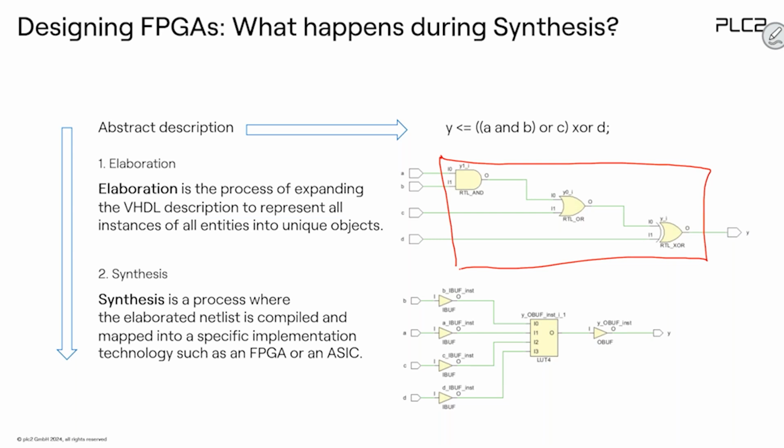You just describe a Boolean function, or a Boolean equation, for the output Y based on inputs A, B, C, and D. For example, something like this: Y is assigned. This symbol means "assigned to." So Y is assigned to what? Now A and B, so this is an AND gate, or C. Okay, this one, and XOR D. So this would be the XOR.